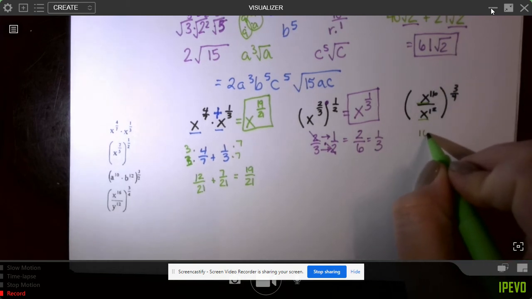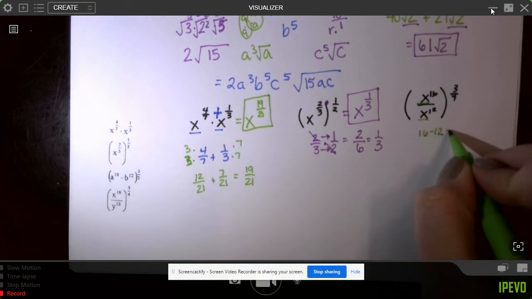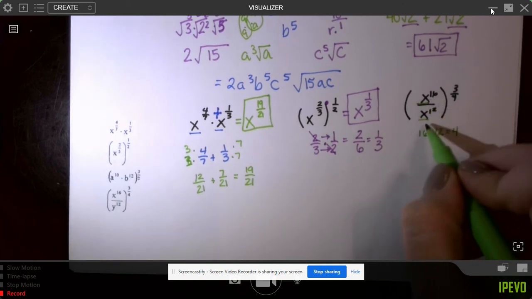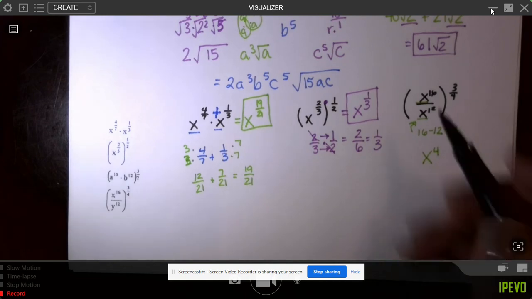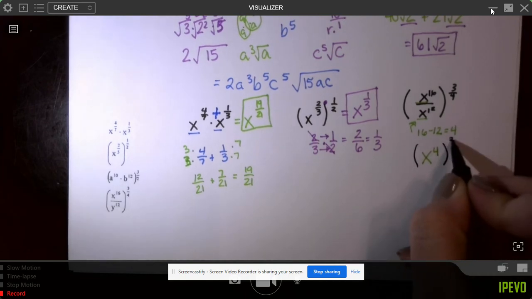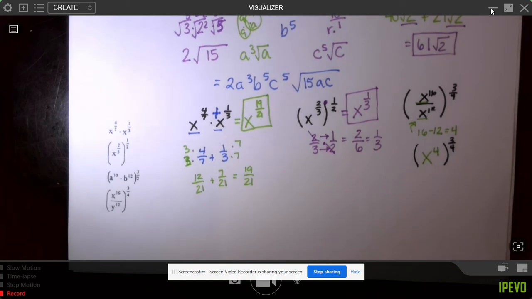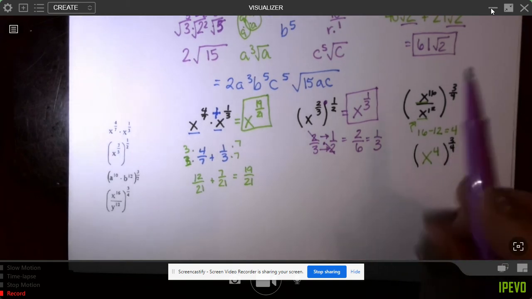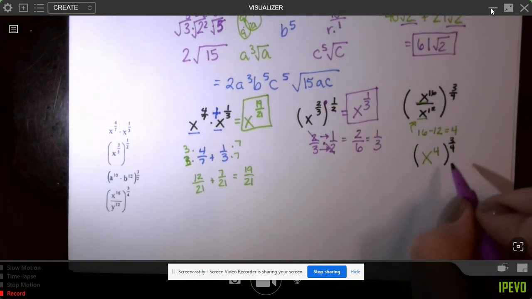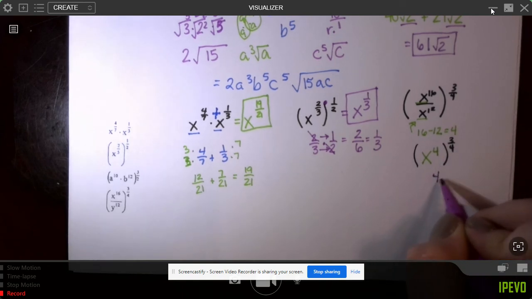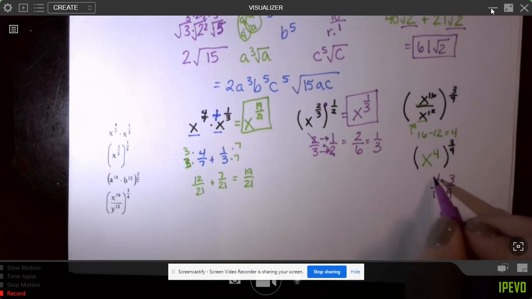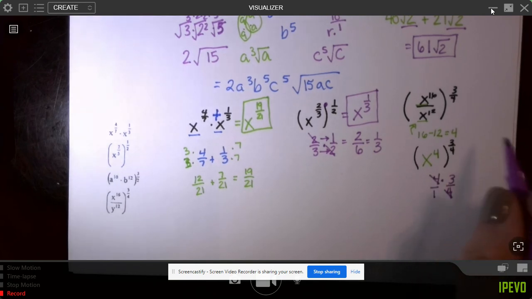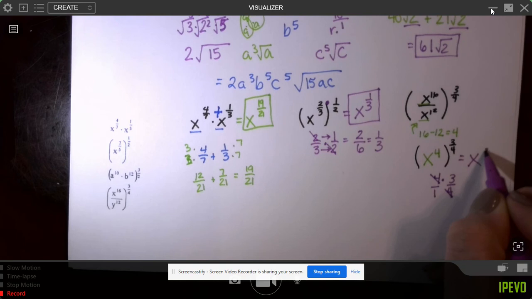So we're going to do 16 minus 12, which is 4. So really, the inside part of this is going to be x to the 4th power, and that is being raised to the 3/4 power. Now, we just talked about what to do when something's outside of a parenthesis. We multiply our exponents. And so we're going to do 4 times 3/4. Well, you'll notice here that the 4's can cancel out and you're left with just a 3. So this reduces down to x to the 3rd power.